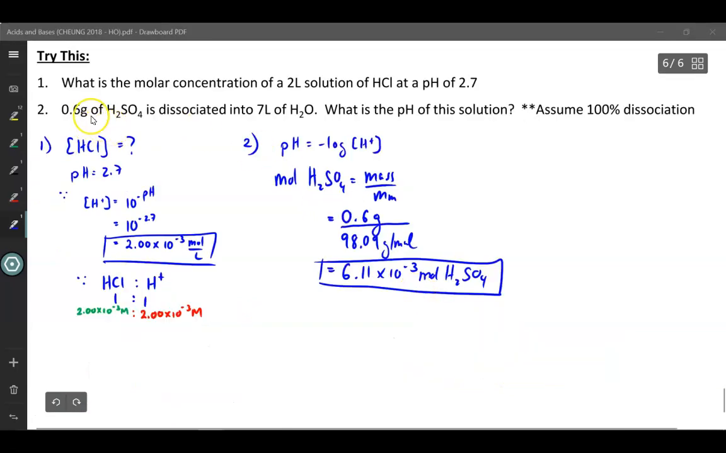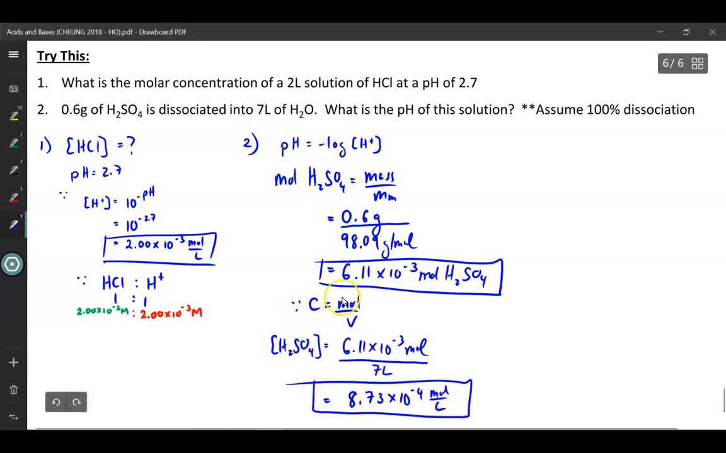It then goes on to say that I put this powder into 7 liters of water. Now, a small amount of powder dissolved in a large amount of water won't really change the volume significantly, so I can assume the 7 liters is the volume of my final solution. And since concentration is equal to mole divided by volume, there's my mole, there's the volume of my solution, so my sulfuric acid concentration is 8.73 times 10 to the power negative 4 moles per liter.